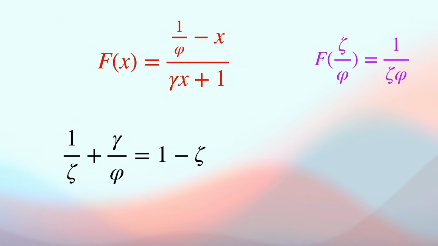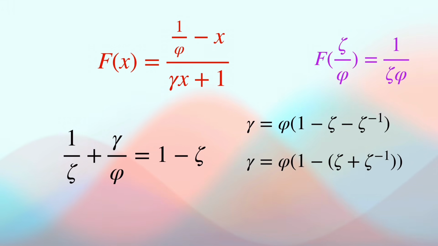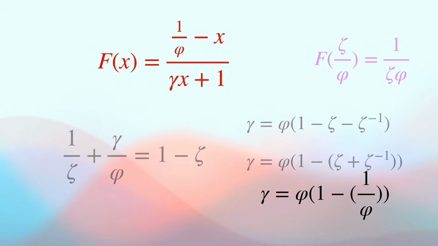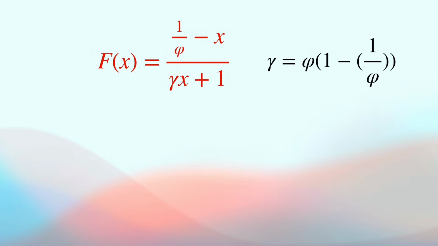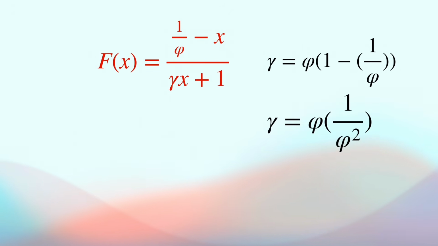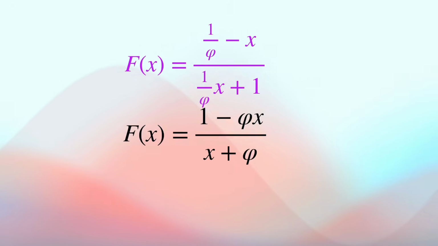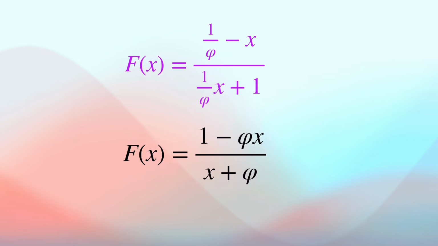And thus we can turn this equation into this equation, which we can then use a property of the roots of unity and its reciprocal, and rewrite this gamma also using a property of the golden ratio, and simplify it to be just 1 over phi. So our map is now complete, and we can simplify it by multiplying top and bottom by phi to give it a simpler version.